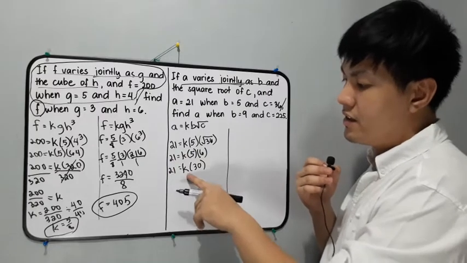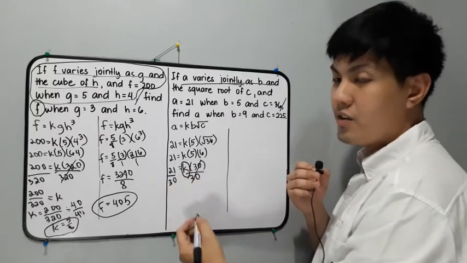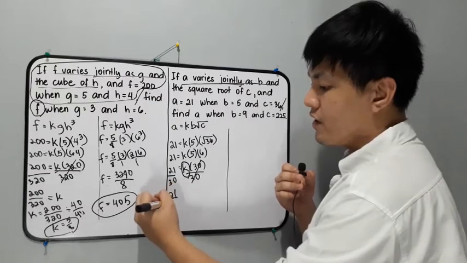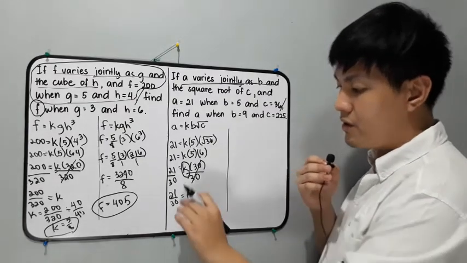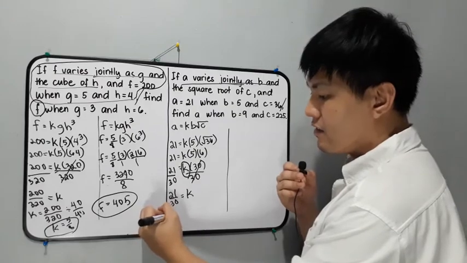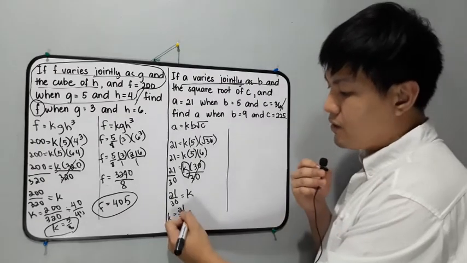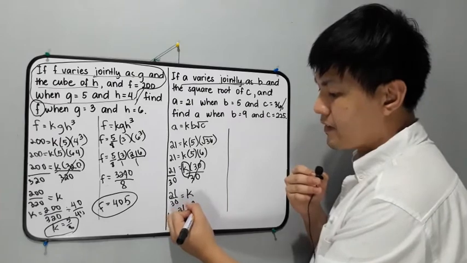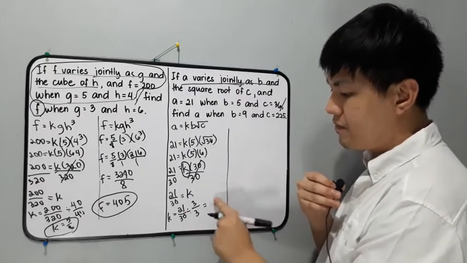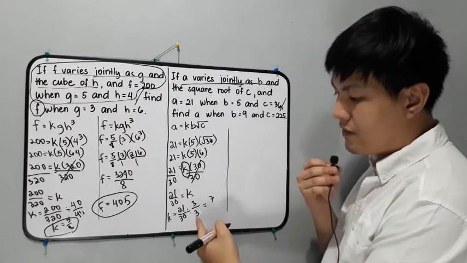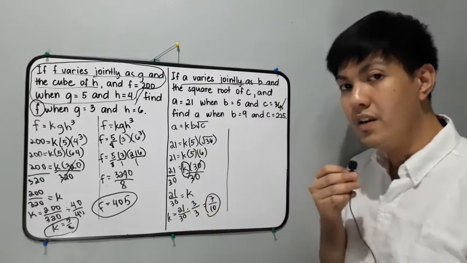Then almost done. Divide both sides by 30. Cancel 30. The k is already alone. So we have 21 over 30. Then after that, we're going to get the lowest term. So we have here k is equal to 21 over 30. Lowest term. So both numbers are divisible by 3. 21 divided by 3 is 7. And then 30 divided by 3 is 10. So our k here is equal to 7 over 10.